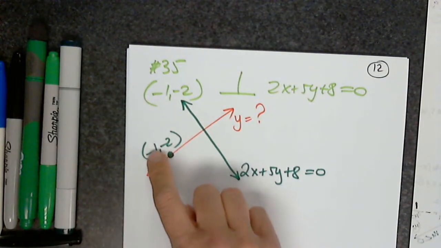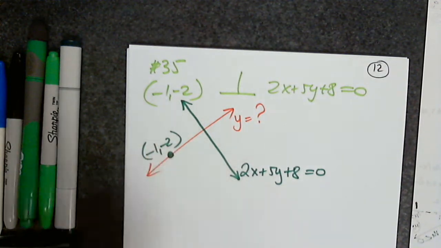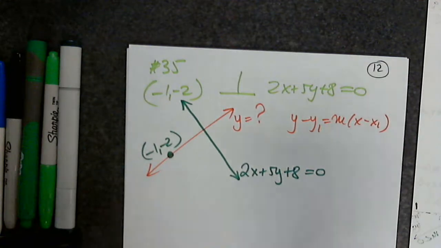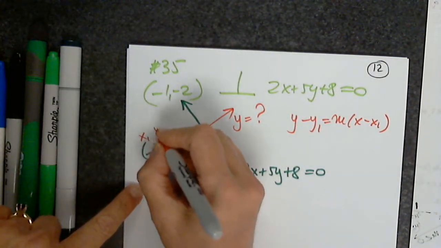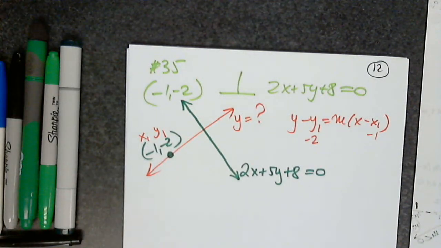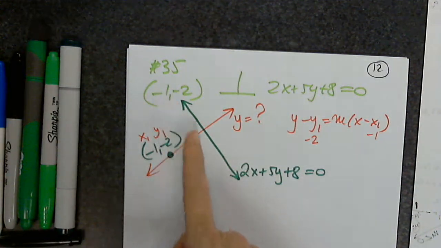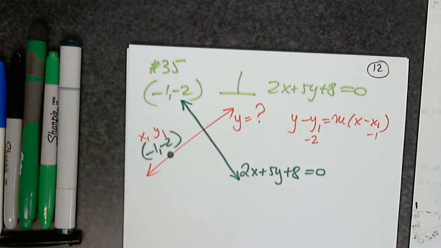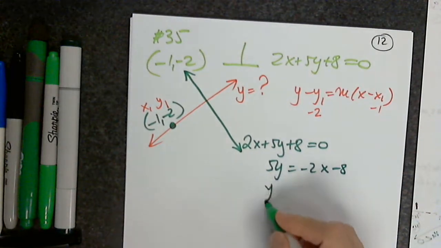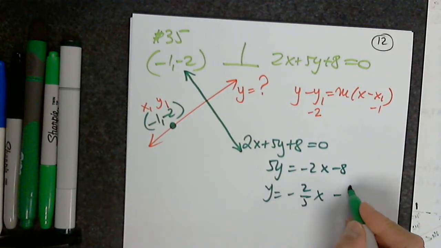Since this point is not 0, I am thinking of the equation y minus y1 equals the slope times x minus x1. I do have x1, y1, so -1, -2. But I am missing a very important piece. What piece am I missing here? Excellent. How do I get the slope of the green line first? Excellent. Very good. 5y equals -2x minus 8. So then y equals -2/5 x minus 8/5.